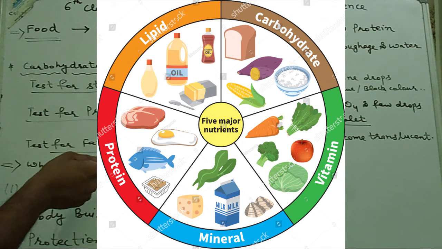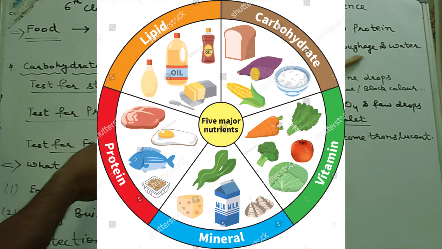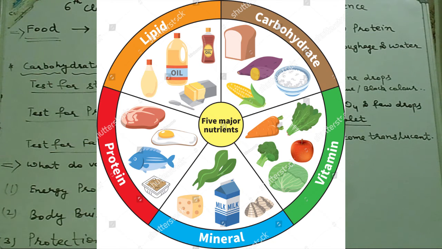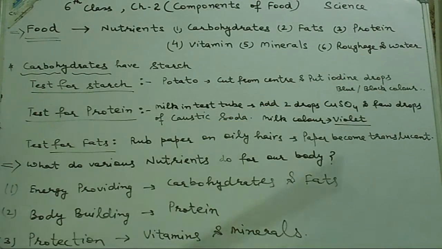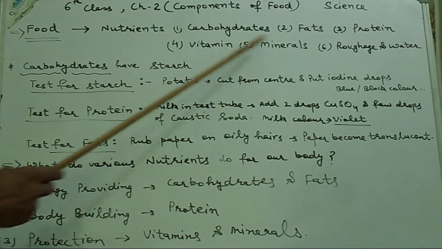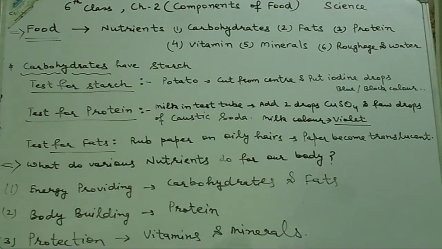Roughage we cannot digest, it is indigestible, it is only used to make the food bolus. And water, we know better, is also necessary for the process of digestion. About the functions of all these components, we will study in a later chapter. First of all, we have to perform a few activities.